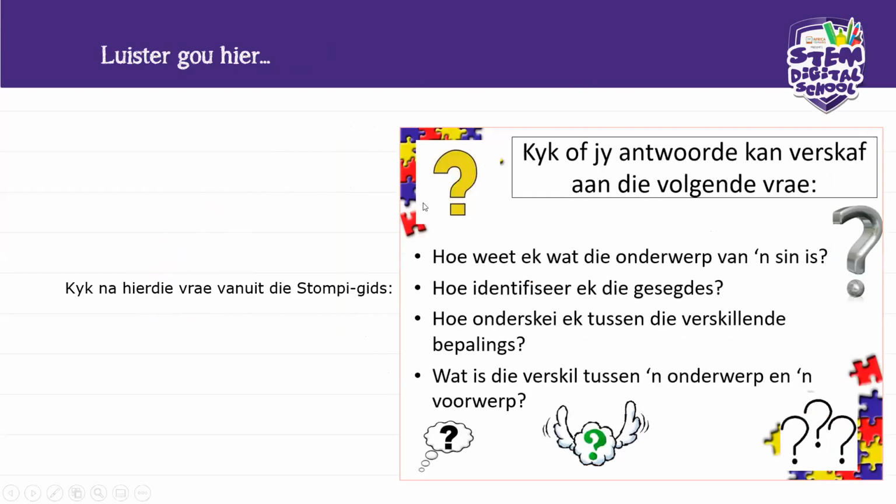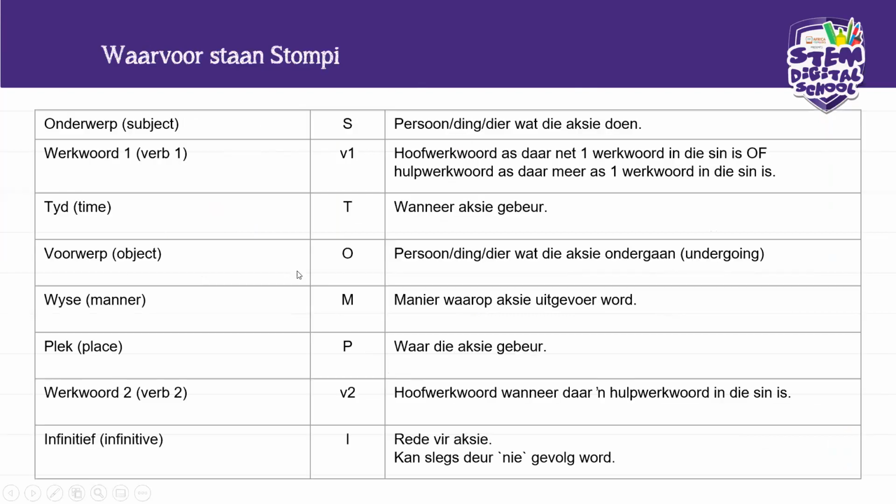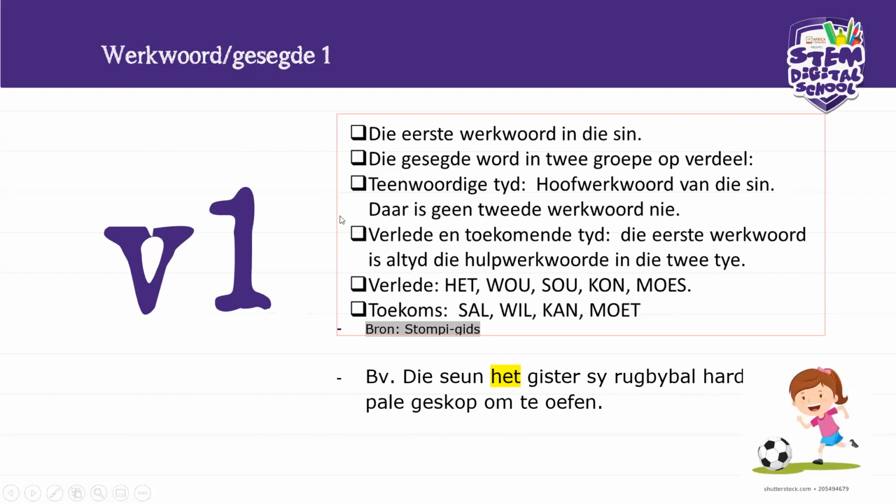Let me show you. That is the symbol for Stompie. So that will be the S, the verb 1, the time, object, manner, place, verb 2, and infinitive. Okay, so that is the proper Stompie symbol, and that is why I'm discussing it in such a way. So we've done the subject, now we're here at the verb 1.